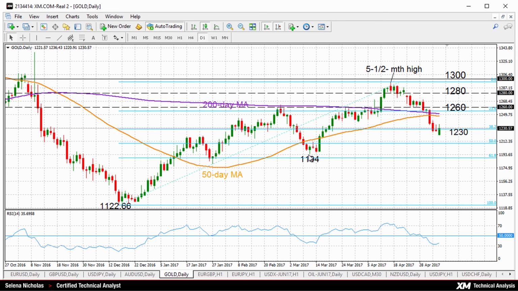But if prices continue lower and break below 1194, that was the low back in March, that would definitely change the market structure and bring a more bearish trend. But for now, if we look at RSI, it stopped just above 30, so we could see some limited downside for now, but in the short term we're looking at a bearish bias.